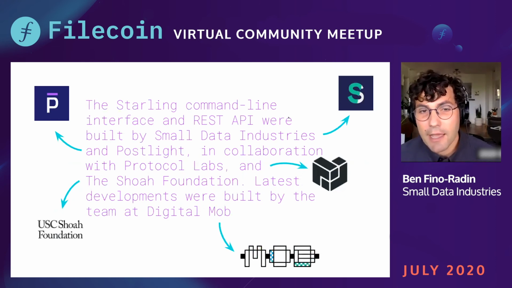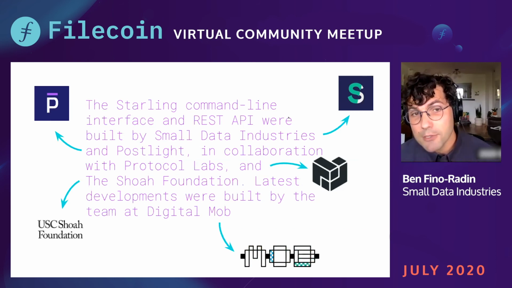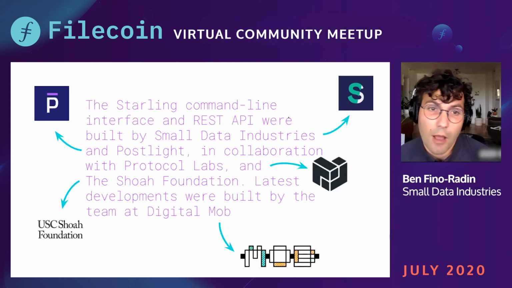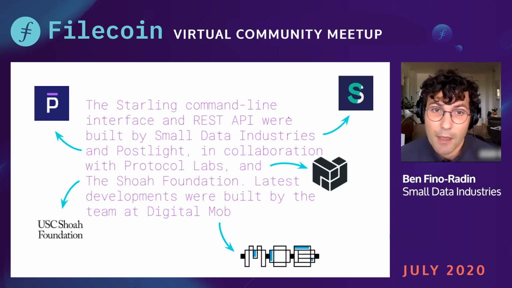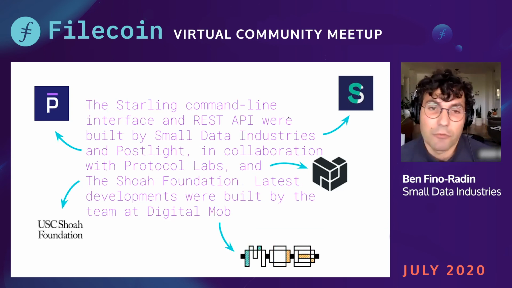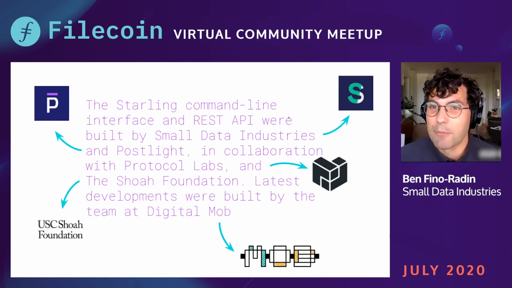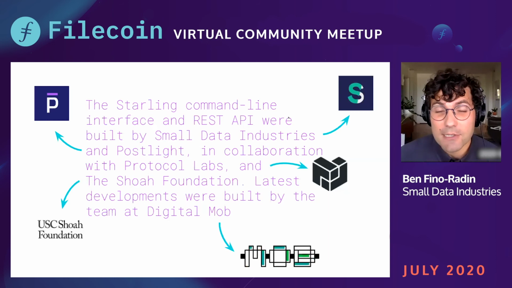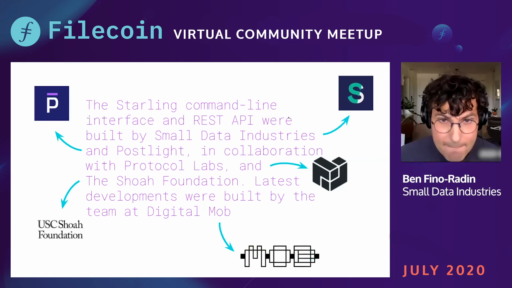So Starling has been a really collaborative project. The initial development was done in partnership with a firm called Postlight, and our key stakeholders were the USC Shoah Foundation. Of course, we've been deeply collaborative with Protocol Labs. Shout out to Mosh, who I saw is on the call. And the latest developments in Starling that we'll be looking at today were developed by the team at Digital Mob.